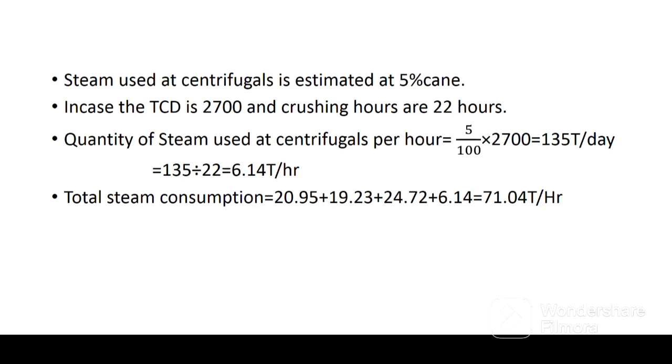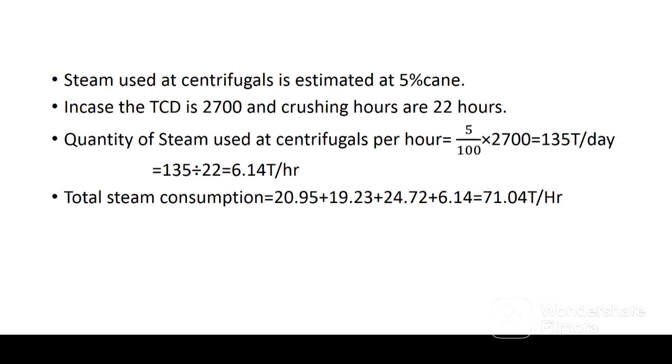So in case the TCD or total cane crushed on that day was 2,700 and crushing hours were 22 hours, steam consumed on that day will be 5 over 100 times 2,700, which is equal to 135 tons. Remember, this is for the whole day. So to get steam used per hour, you'll take 135 divided by 22, which is equal to 6.14.